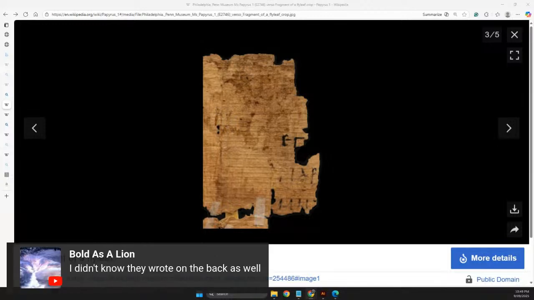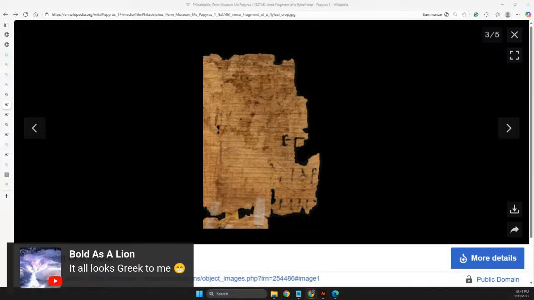So I didn't know they wrote on the back as well. It all looks Greek to me. Yeah, so that's very interesting, this type of thing. I don't think anyone's really figured out what this is. But it could be like an introduction to Matthew. It could be talking about the father, the mother.